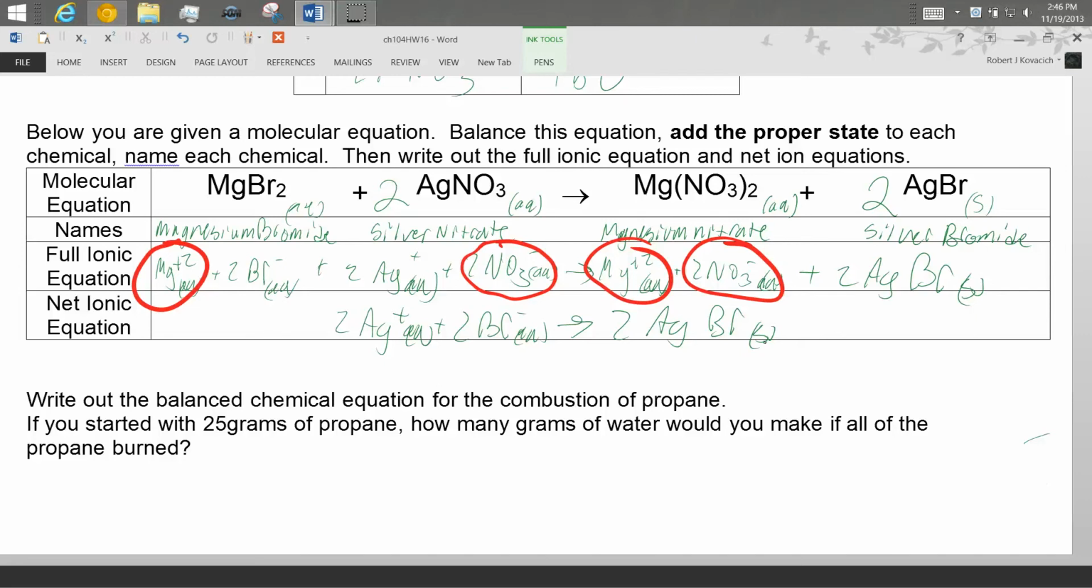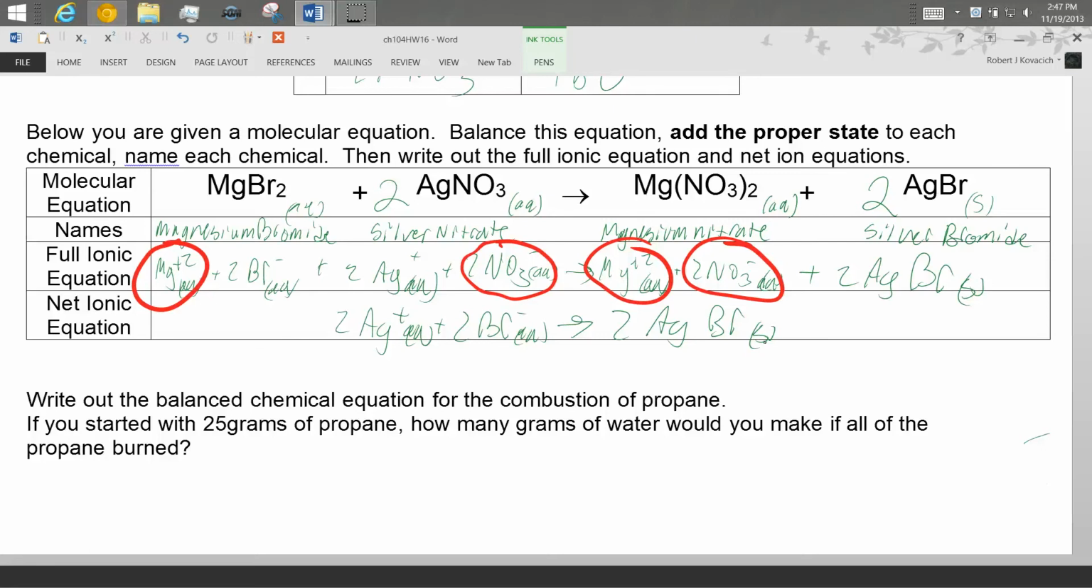Can I now make myself some magnesium nitrate? What would you do? Boil off water. I'd probably just filter it out, right? If I filtered this, what would filtering do for me? Separate solid. The silver bromide would be removed, right? And then I'd have water that's got magnesium nitrate floating around in it. Then I'd boil the water off, and what I'd be left with? Magnesium nitrate solid.